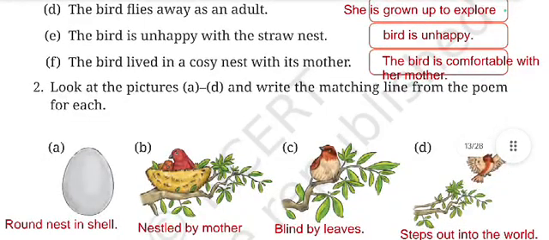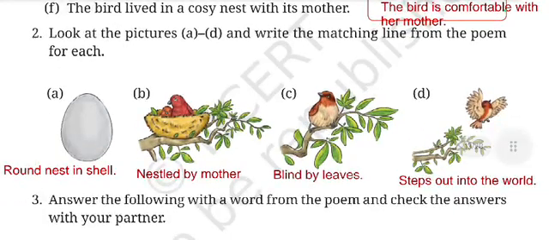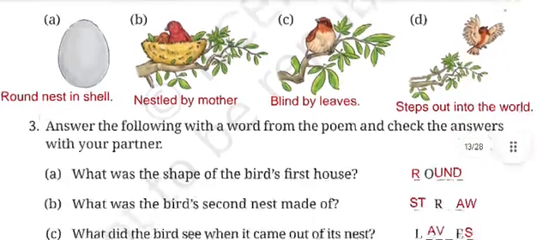Look at the pictures from A to D and write the matching line from the poem for each. A round nest in a cell, nestled by mother, blind by leaves, step out into the world.